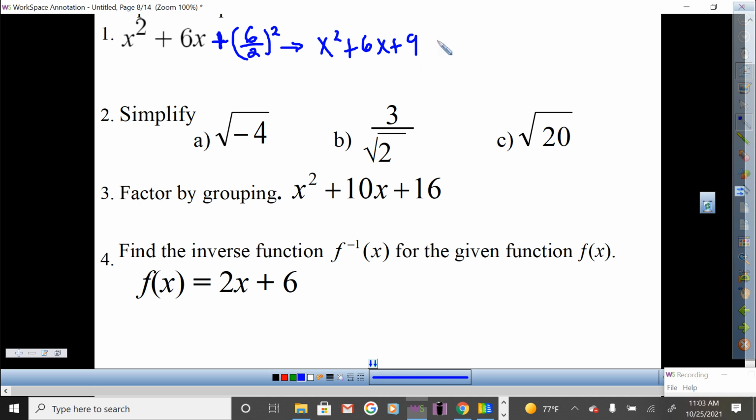Now can we factor? Yes. Factors of 9 that add up to 6, 3 and 3. So my factors are x plus 3 times x plus 3. What's another way of writing x plus 3 times x plus 3? X plus 3 to the second power. Alright?